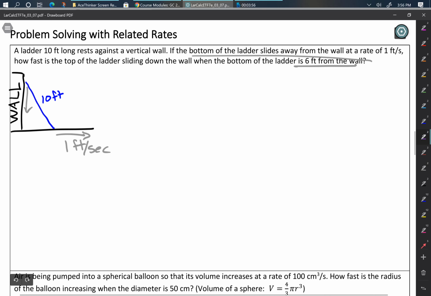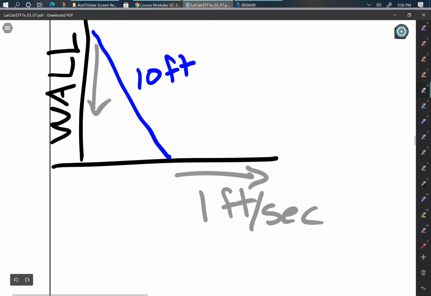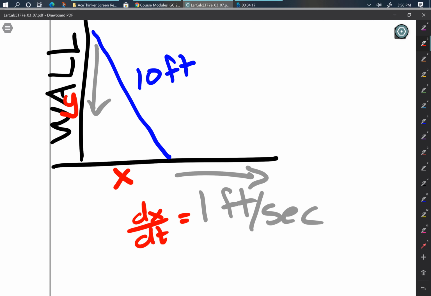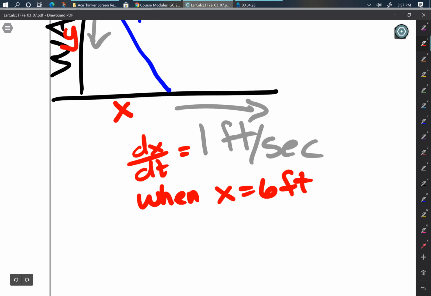Okay. All right, so what I'm going to do is I'm going to come in here and I'm going to label some things. I'm a big fan of X's and Y's, but choose whatever letters you would like for this. I'm going to call this horizontal value there X. I'm going to call this vertical value there Y, and that means then that dx/dt is that 1 foot per second because it is the rate of change. It is how X is changing. And then when is that happening? Well, that 1 foot per second is when X is equal to 6 feet.